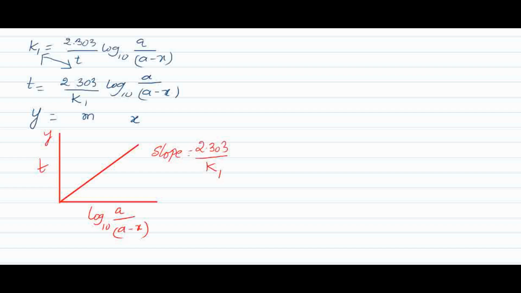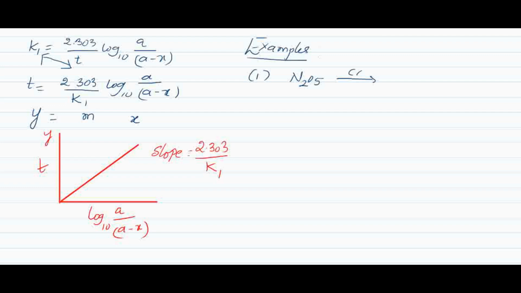And now the examples for the first order reaction. The first one is the decomposition of N2O5 in the presence of CCl4, we get NO2 plus half O2. This is an example for the first order reaction.